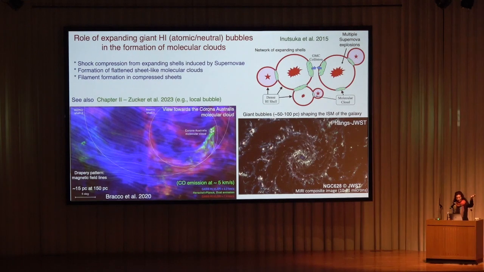Also yesterday, we heard the nice story of the local bubble by Juan. Here I also show an image of two expanding HI shells, shown in red and blue, which interact with the molecular clouds shown in green. The expansion of bubbles compresses molecular clouds into sheet-like structures where filaments form, and in particular, star-forming filaments form. In the following, I will discuss the formation of the molecular filaments that lead to star formation.